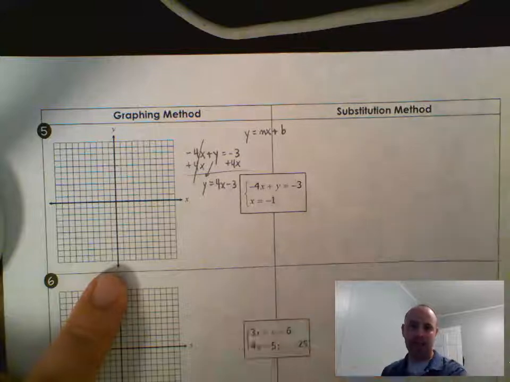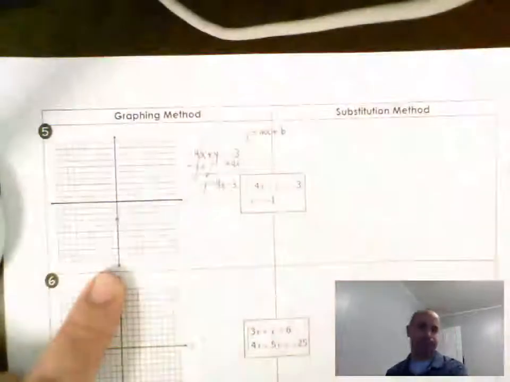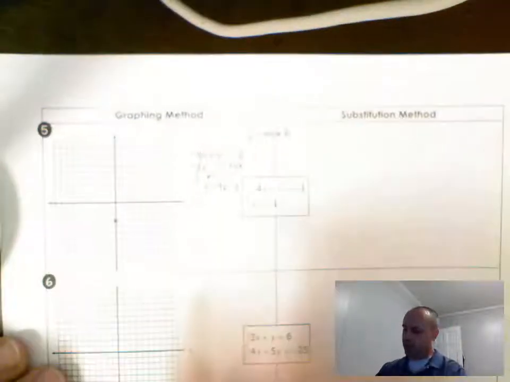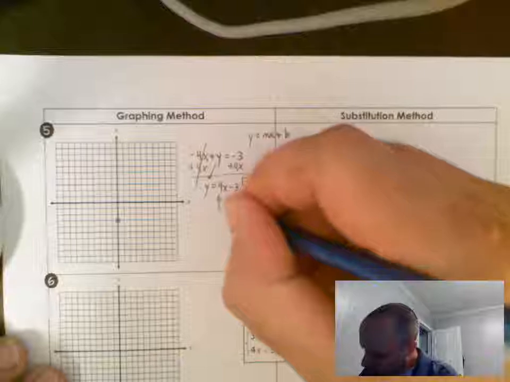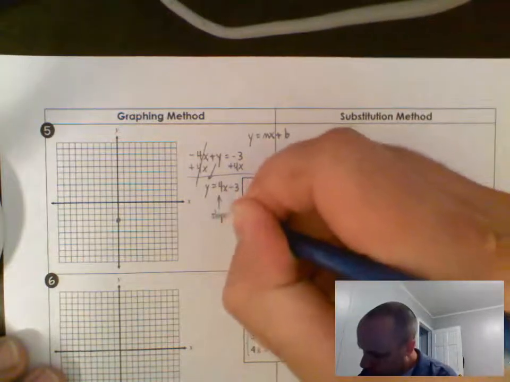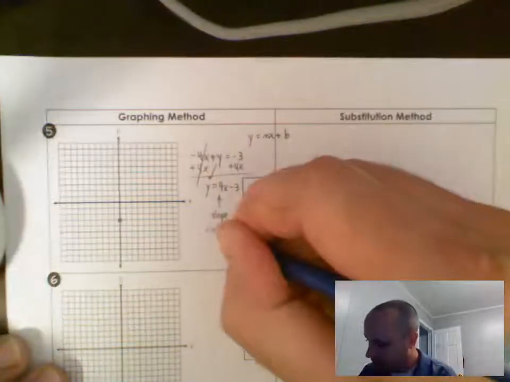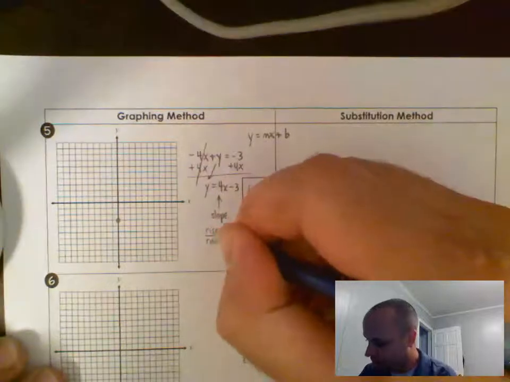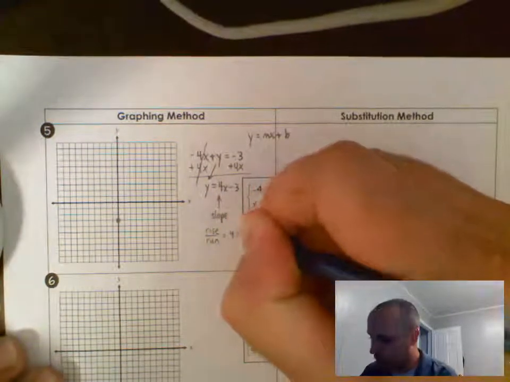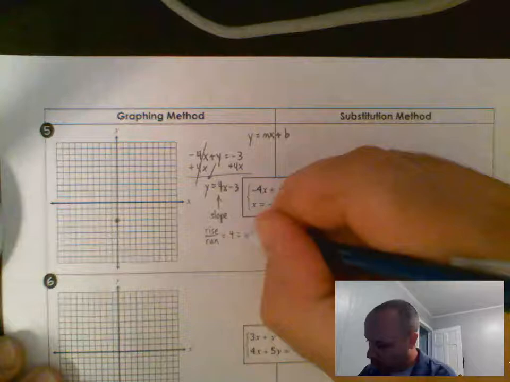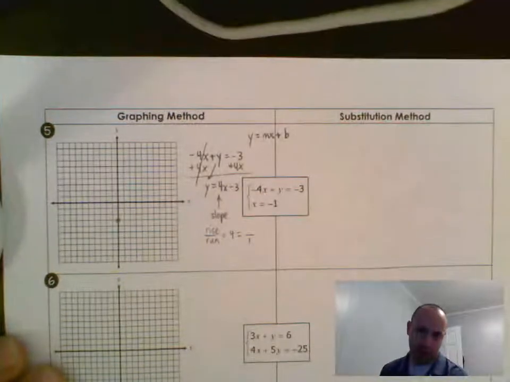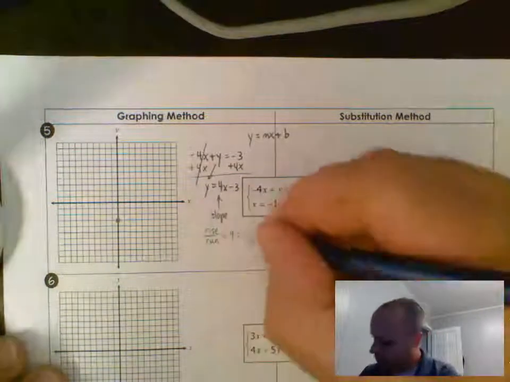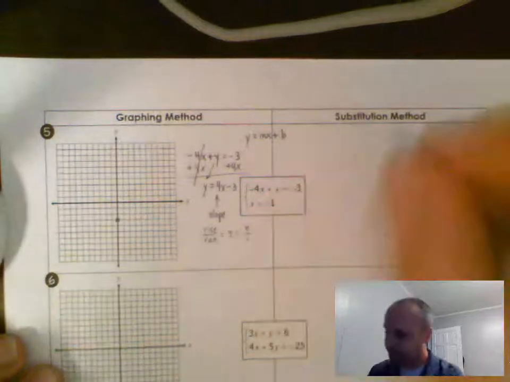Okay, so the minus 3 we plot by going 1, 2, 3. Negative 3 on the y-axis, right? So that's where the minus 3 comes from. And then the 4 is our slope. Okay, and remember that our slope means our rise over our run. So if we have a slope of 4, that's like saying, okay, what number over 1 would that be? Well, obviously it'd be 4 over 1, because 4 over 1 is 4.